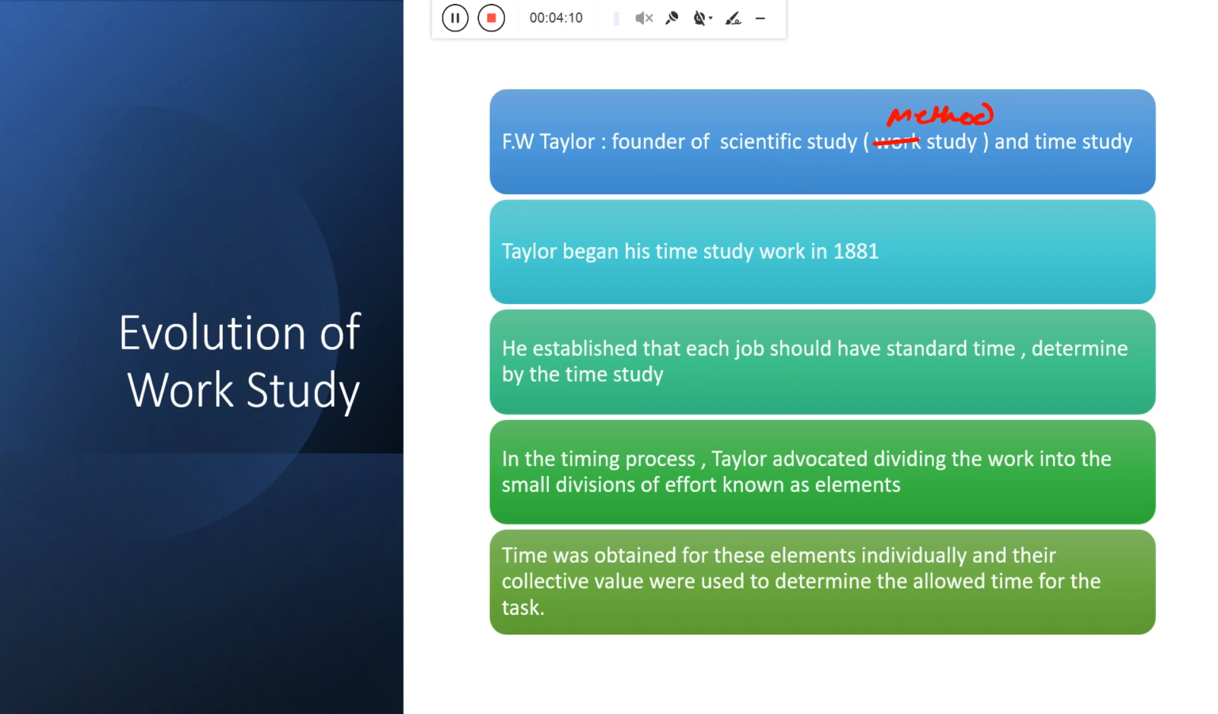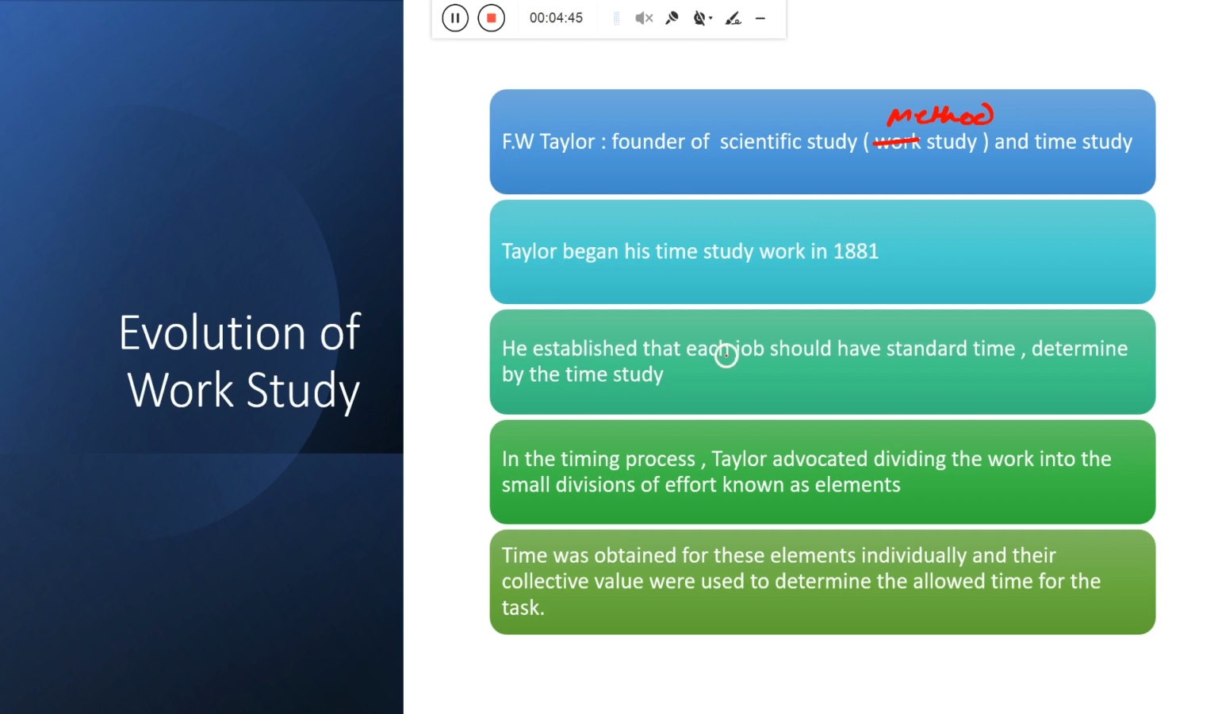Method study means how we can improve the existing method. The next point is how I can reduce the time related to that particular method. You selected the method, so that is one thing done. Now the next point is how I can reduce the time in that method. That is the second thing. That concept was given by F.W. Taylor. By using scientific study you can do that. Taylor began his time study work in 1881.